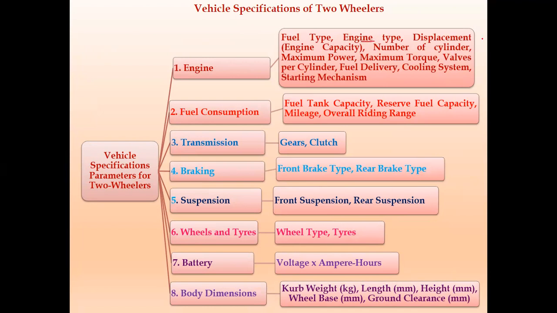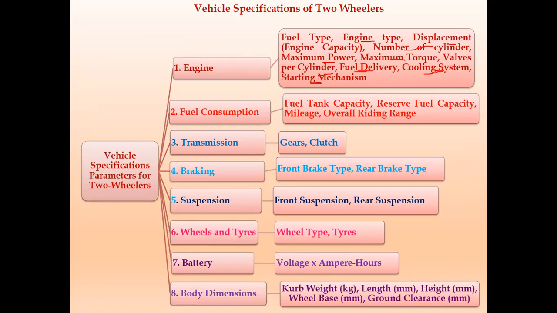Then we have engine type, displacement or engine capacity, number of cylinders, maximum power, maximum torque, valves per cylinder, then fuel delivery, then cooling system, which type of cooling system is there, and sometimes a starting mechanism is also there, and bore and stroke, that is also given in there, and compression ratio. So these are some engine specification parameters.